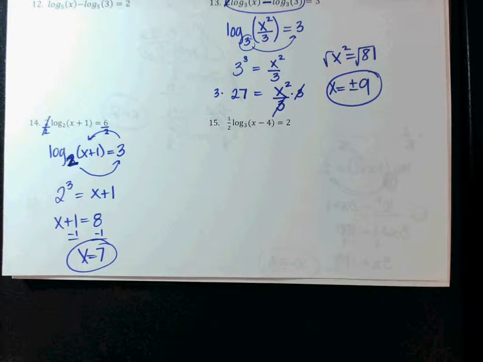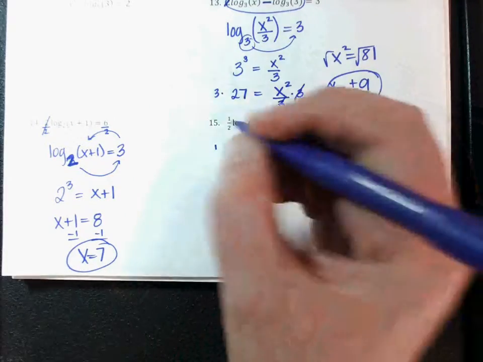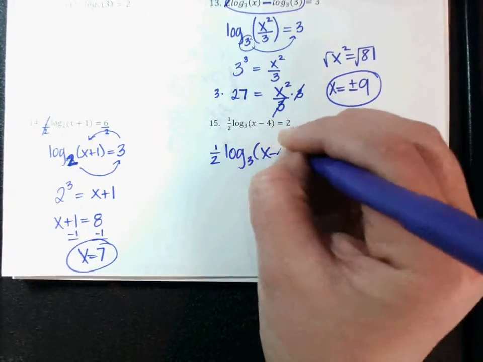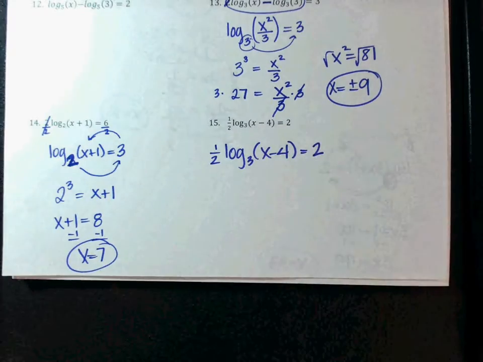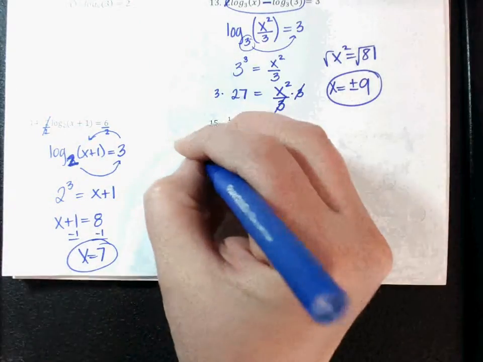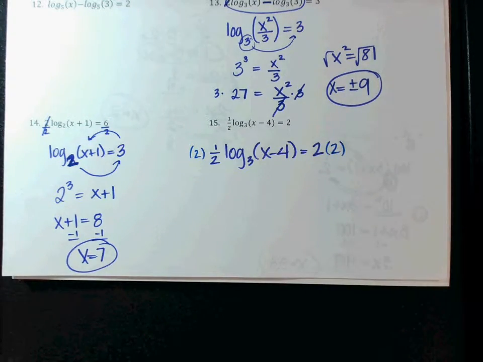Now, take a look at 15. This one has a fraction in the front. A half is the same as a divide by 2. How do you get rid of a divide by 2? So I'm going to times by 2. I'm going to rewrite it here. Okay, so I'm going to times by 2 in the front to get rid of the 1/2. And then I'm going to times by 2 on that side. So it'll be a 4 on the back.